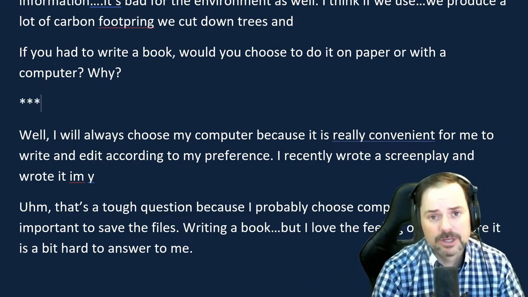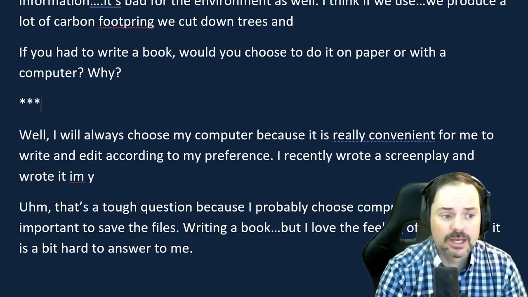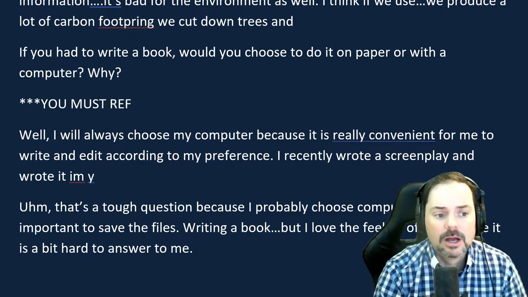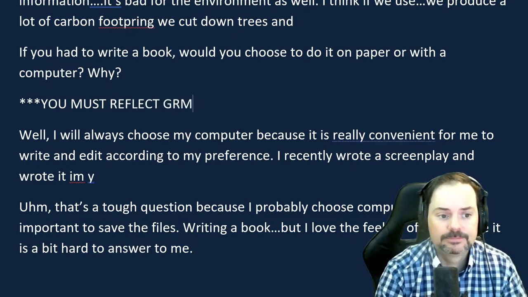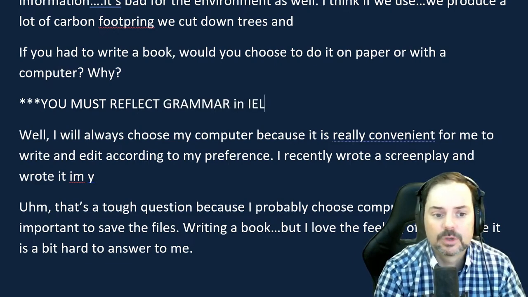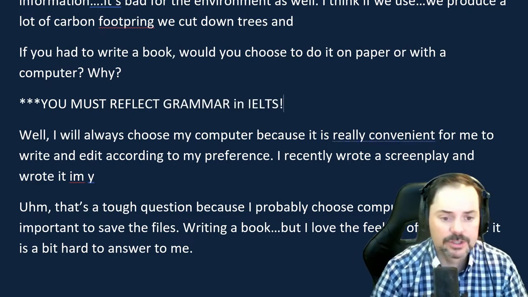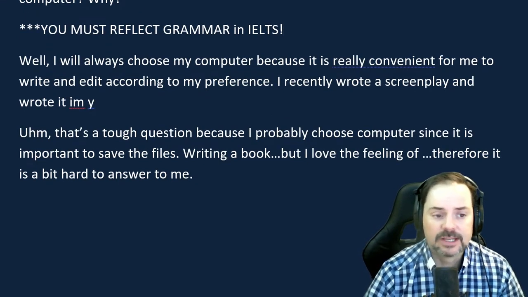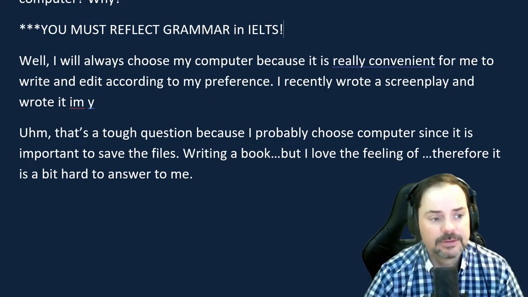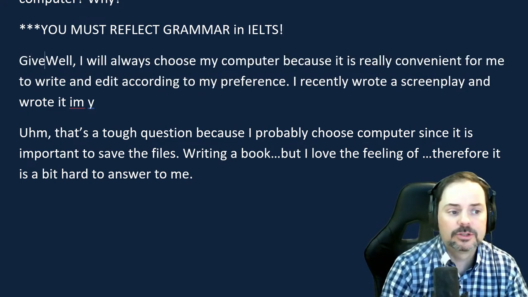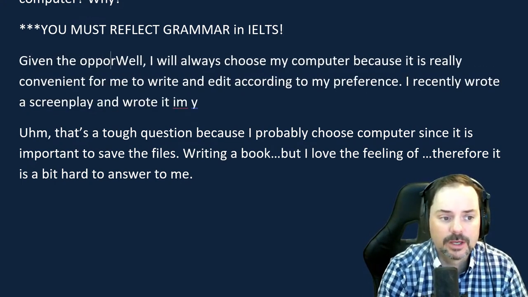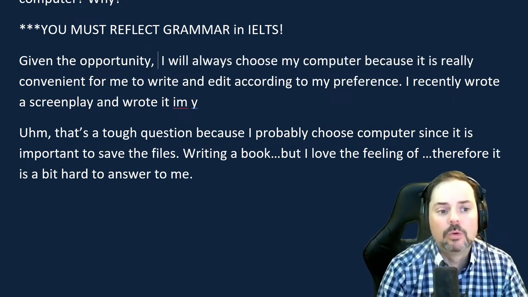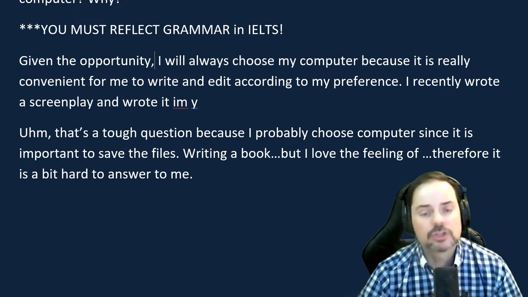It's very important in the IELTS that you reflect grammar. Okay, it's very, very important. So neither you nor the last student reflected grammar. You have to reflect grammar. So, given the opportunity, I will always choose my computer. Just so much better right away.